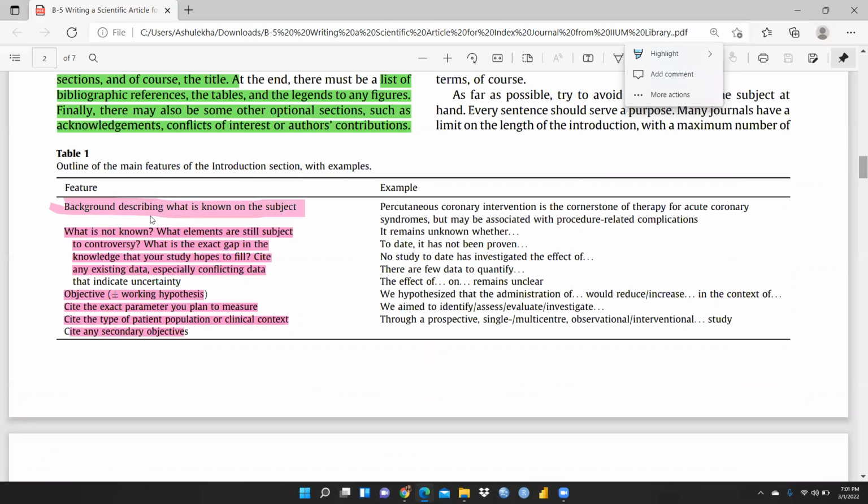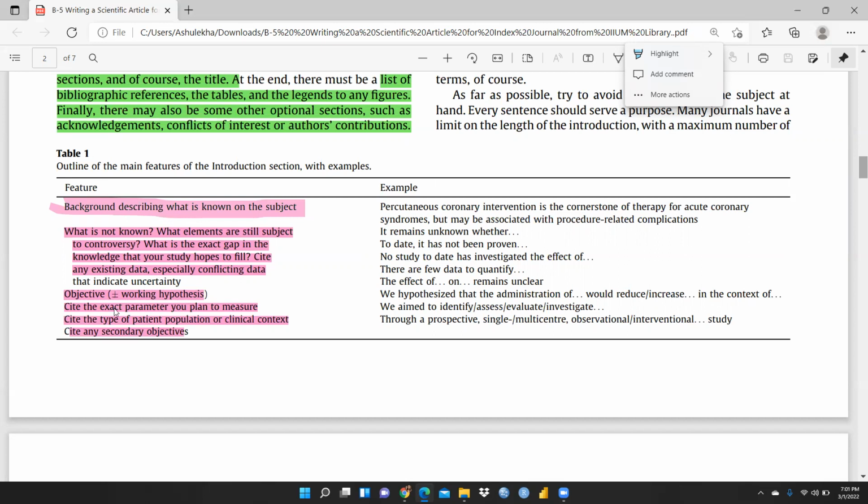Number one is background, describing what is known on the subject. So for example, under this particular heading, we are talking about what is maybe associated with the procedure, related complications, and what is not known, what elements are still subject to controversy, what is the exact gap in the knowledge that your study hopes to fill. Cite your existing data, especially conflicting data that indicate uncertainty.